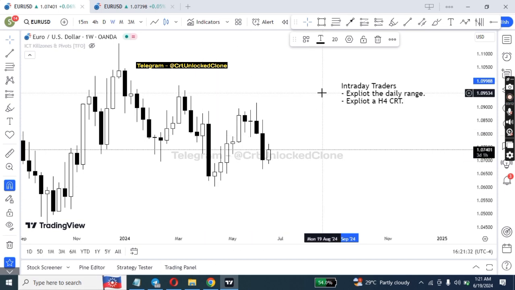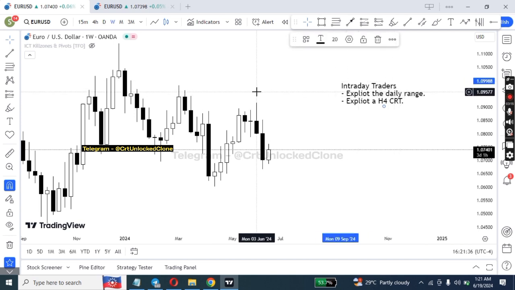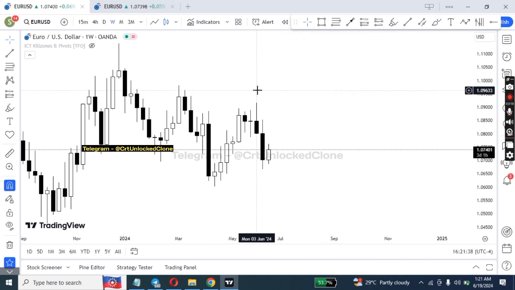Right now, first of all, we're going to start off with the weekly time frame. Now, the most important time frames for us intraday traders are the daily, the 4-hour, and the 15-minute time frame, right? And this is being found through time frame alignment, right? It's time frame alignment which tells us what are the optimal time frames for intraday traders. And for us, it's the daily, the 4-hour, and the 15-minute.